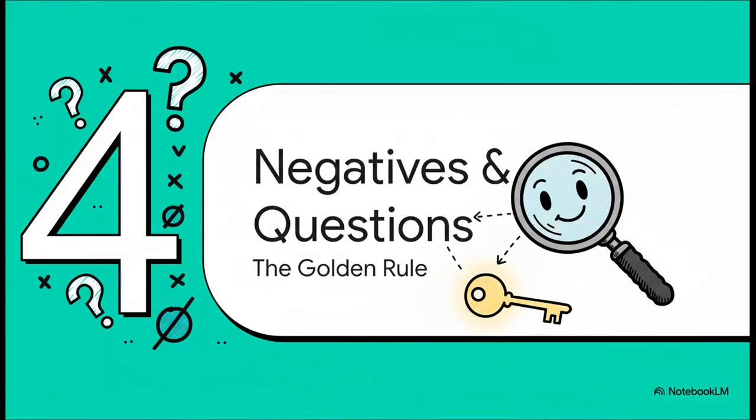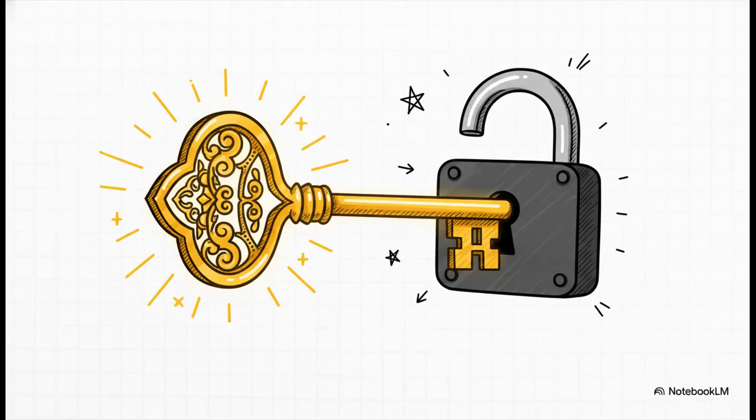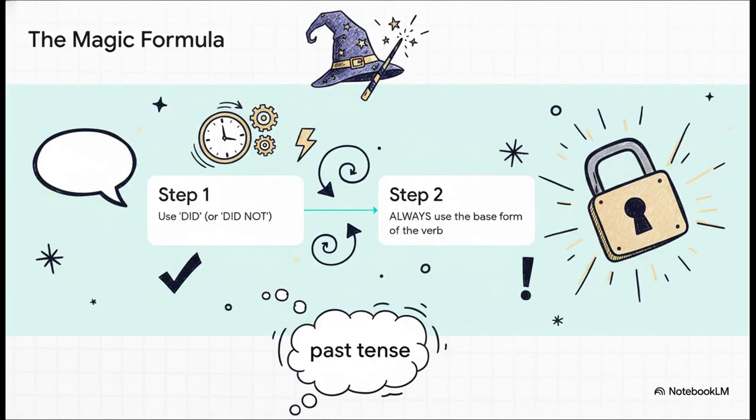All right, now for the part that sometimes trips people up. But here's the thing. It has a secret weapon that actually makes it unbelievably simple once you see the trick. Let's dig into making negative sentences and asking questions. Okay, I really want you to pay close attention to this next part. If you remember only one thing from this entire explainer, make it this. This right here is the golden rule. Here it is, the magic formula.